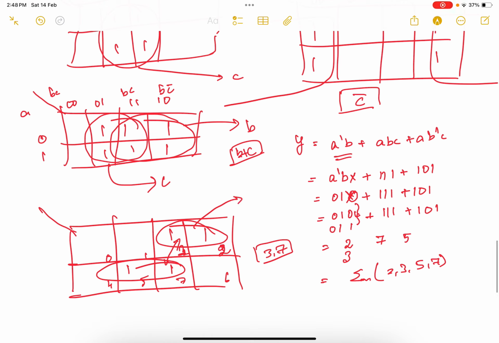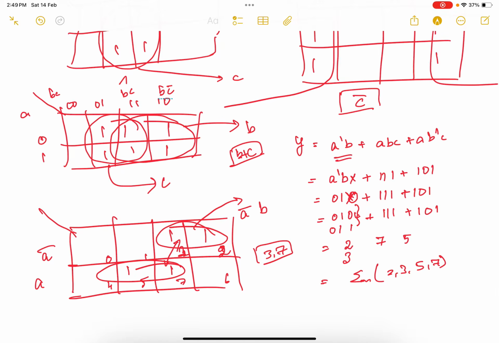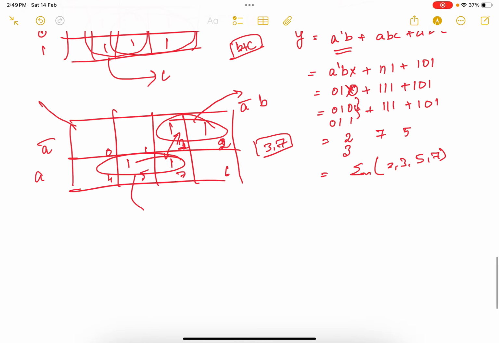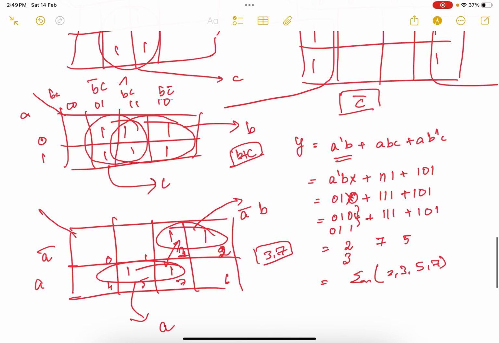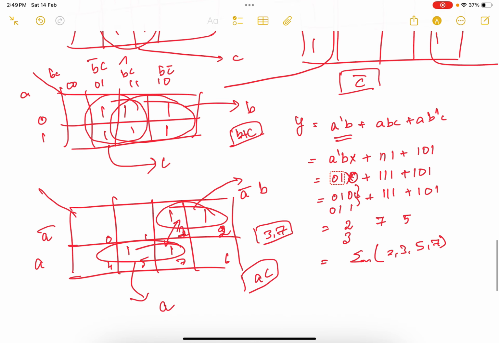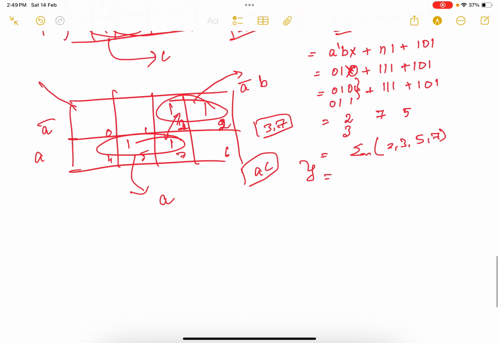So for this, what will the answer be? A dash, because this belongs to the A dash column, and in these two cells the common term is only B. So this will be A'B. And for this, what is the answer? The same thing, A. In the second column and the third column, the common term is only C. So this will be AC. So your final answer will be A bar B plus AC.